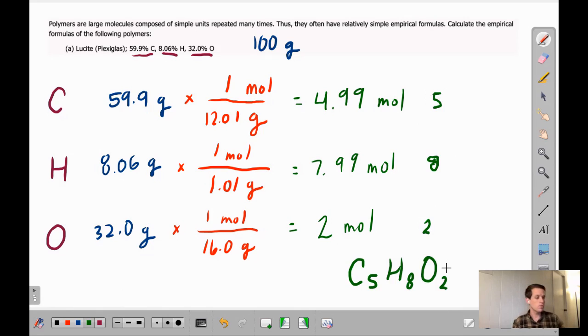And if you look up lucite, also known as plexiglass, it's a common polymer, you will see that that is the empirical formula. If we wanted to represent the molecular formula, it would be rather challenging without a molar mass of the material. And even for this one, because it is a polymer, it is just many hundreds, thousands, or millions of repeating units of C5H8O2. So this is where we'll be done for now.